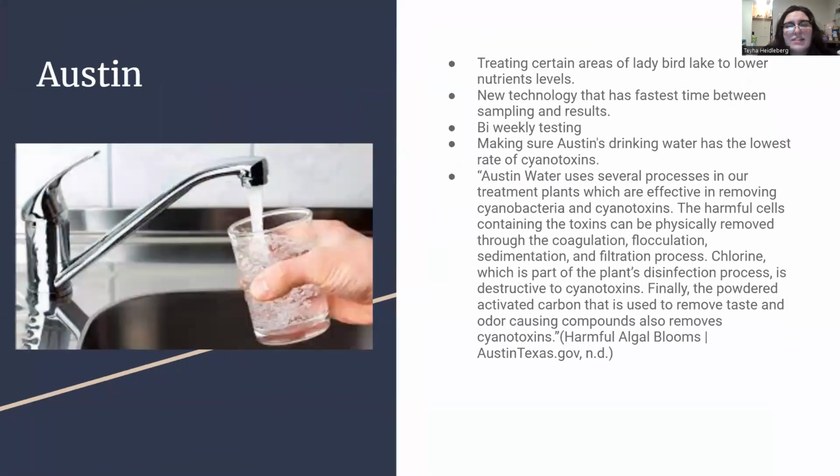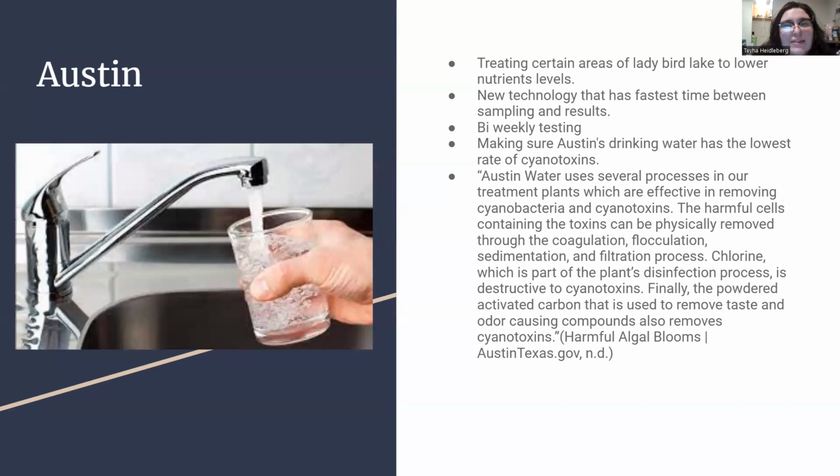And then in Austin, these are ways that Austin is trying to better themselves and help themselves. The picture I showed before was an area of Ladybird Lake, and they're treating certain areas of Ladybird Lake to lower nutrient levels, which will cause it to be less likely to produce algae in those areas. And then they're trying to implement new technology that has the fastest time between sampling and results, meaning that if they come back sampling these places and it's showing that there are some very bad, toxic algae blooms, then they can get the results very fast and fix it as soon as possible instead of waiting weeks. It'll be more like days.